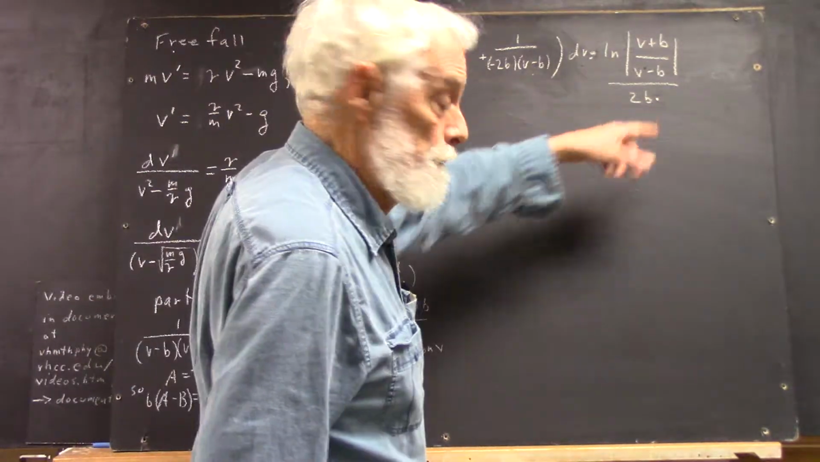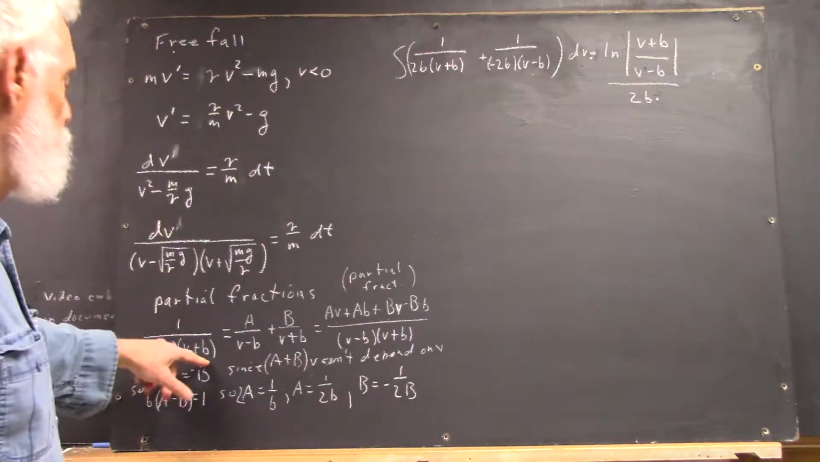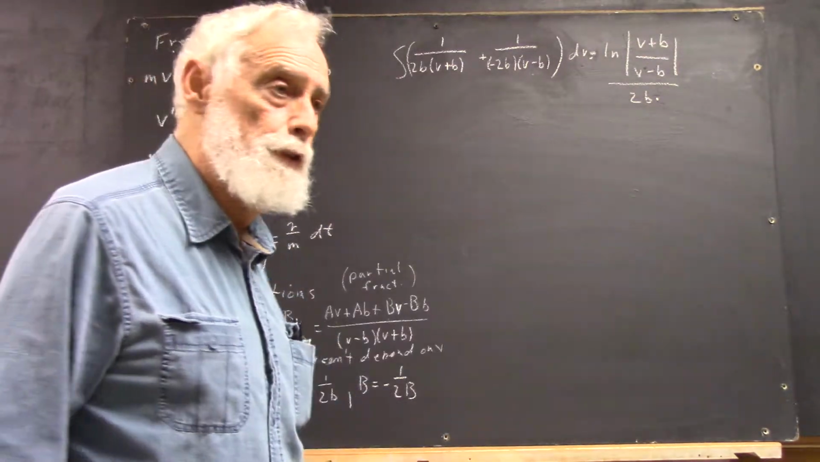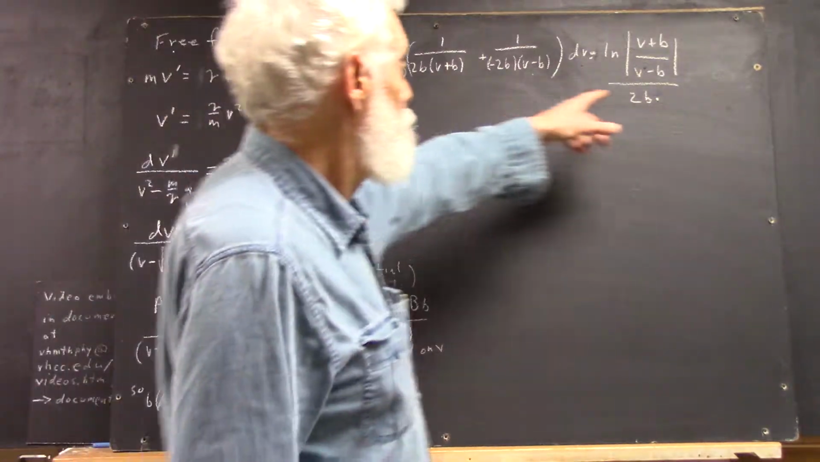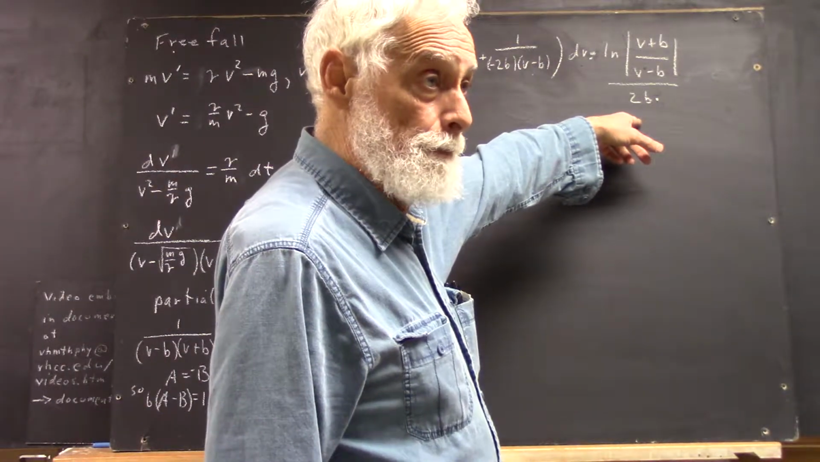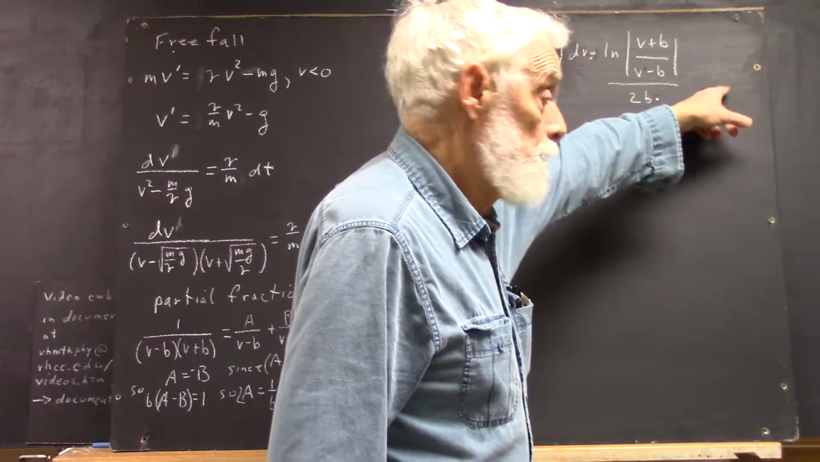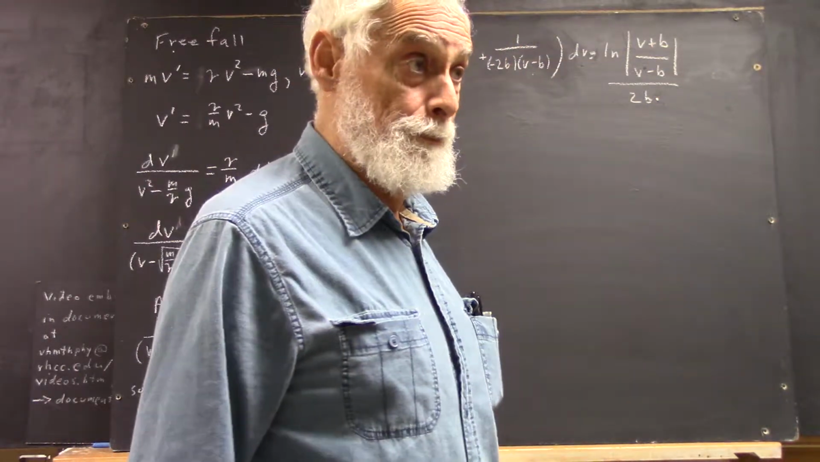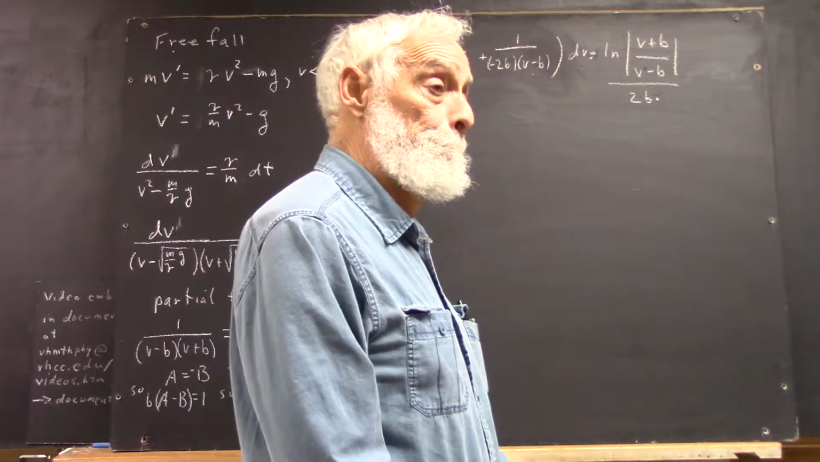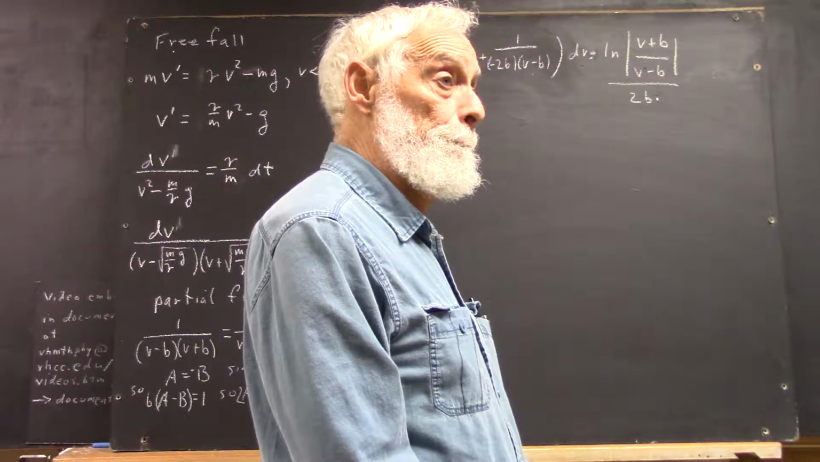Integrating this expression, still using the b instead of the square root of mg over gamma. This is clearly the integral. The steps are simple. And I don't add the integration constant here because I'm going to be integrating both sides of the equation. I thought adding was multiplication.